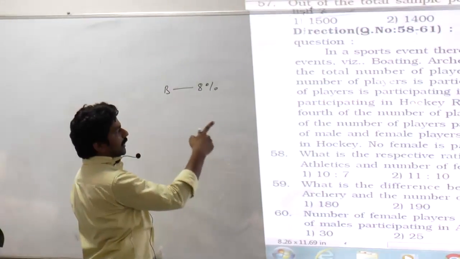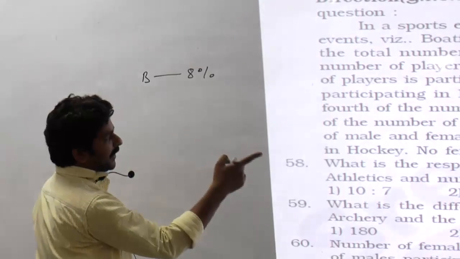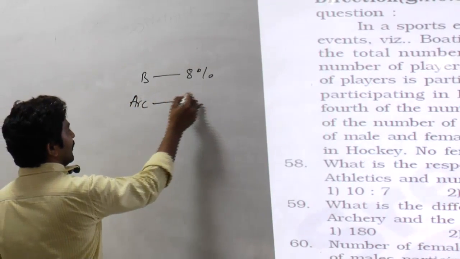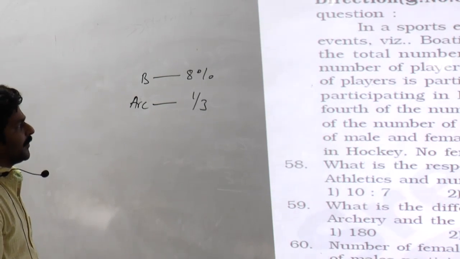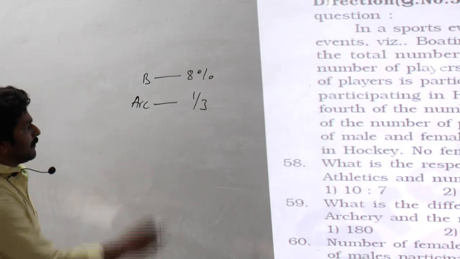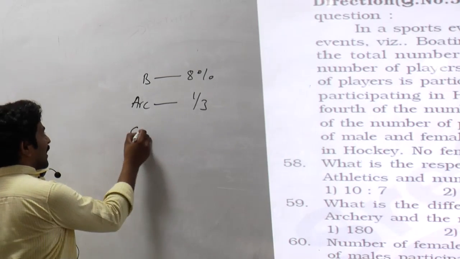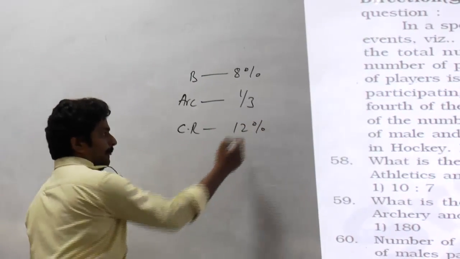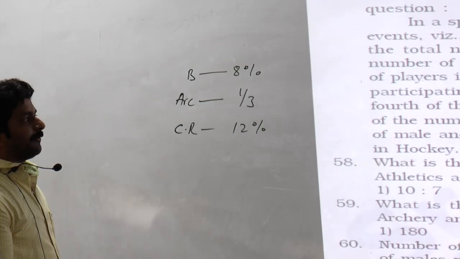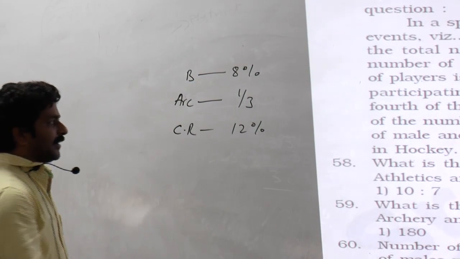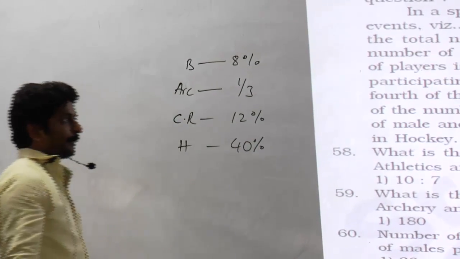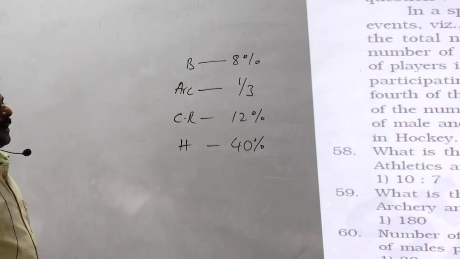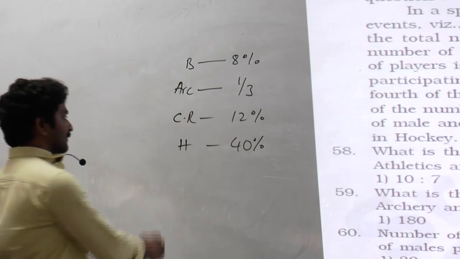8%. Next, 1/3 of the total number of players participating in archery, 33 1/3%. We'll do that later. Next, 12% of the total number of players participating in car racing. 12%. 2/5 of the total number of players participating in hockey, 2/5 in the sense 40%. Remaining players are participating in athletics.